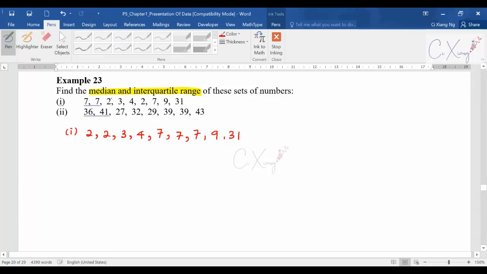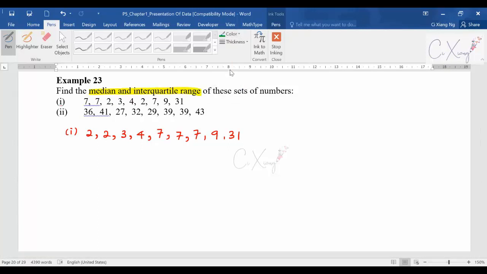1, 2, 3, 4, 5, 6, 7, 8, 9. The first thing is you have to make sure that you don't copy the wrong data. Don't miss out any data. So here you're having 9 values, 1, 2, 3, 4, 5, 6, 7, 8, 9. Yes, 9 values here.